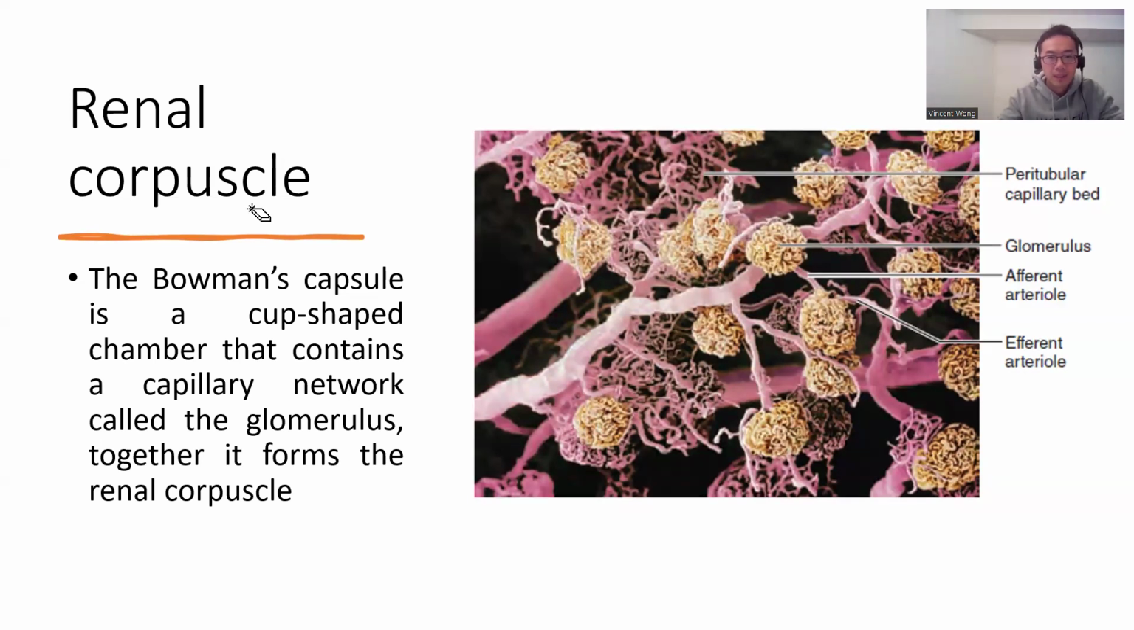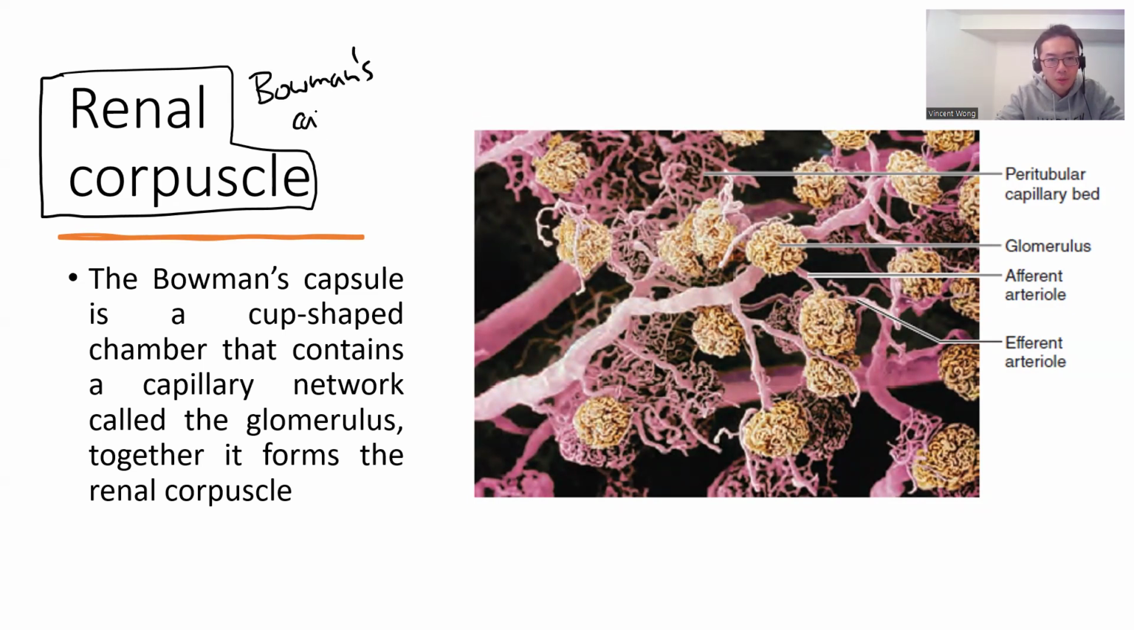Okay. So another new word for you, the renal corpuscle is actually Bowman's capsule plus glomerulus. Together, it's called the renal corpuscle. It's like sausage plus the bun, you get the hot dog. It's two things together, renal corpuscle. That's all the anatomy for the kidney.